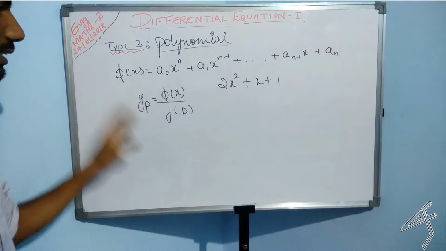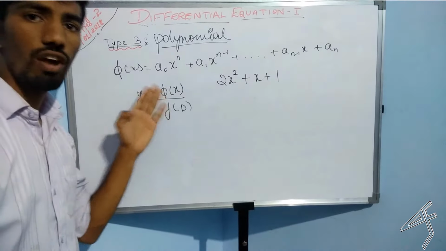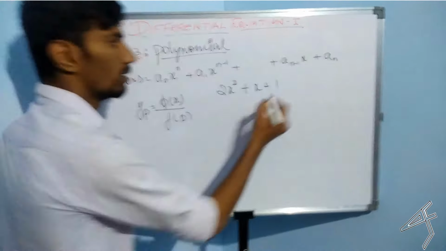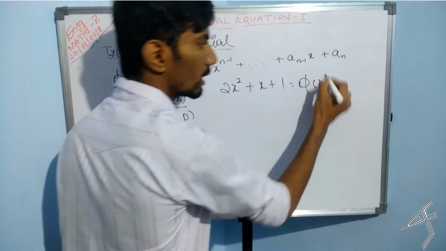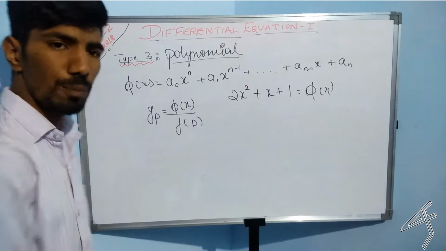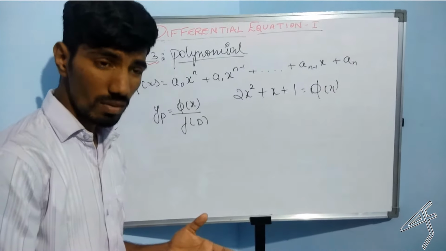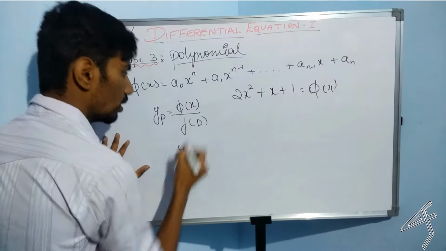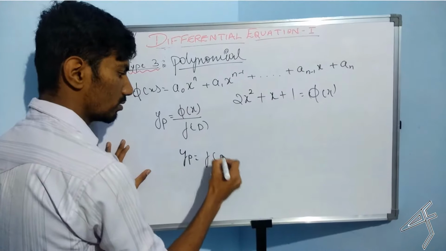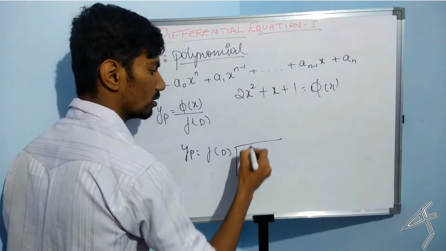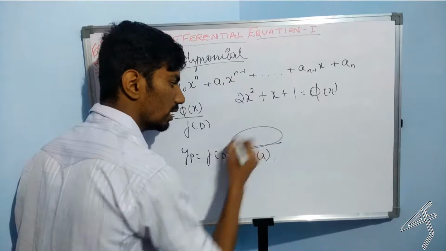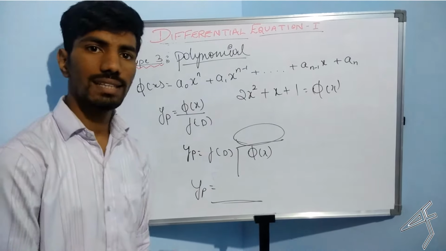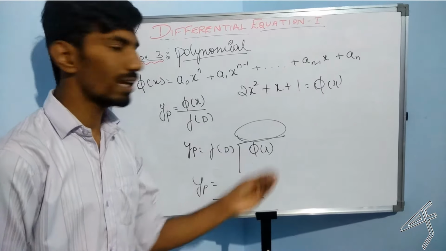Here, for solving this, normally our particular integral yp is phi of x by f of d. Here phi of x is this, correct? And f of d we will consider as some function. This is obtained only by a normal direct division. Like our yp will be equal to this, which is our dividend, and this is our divisor. So the answer which we obtain is our yp. To understand this completely, we'll solve an example.